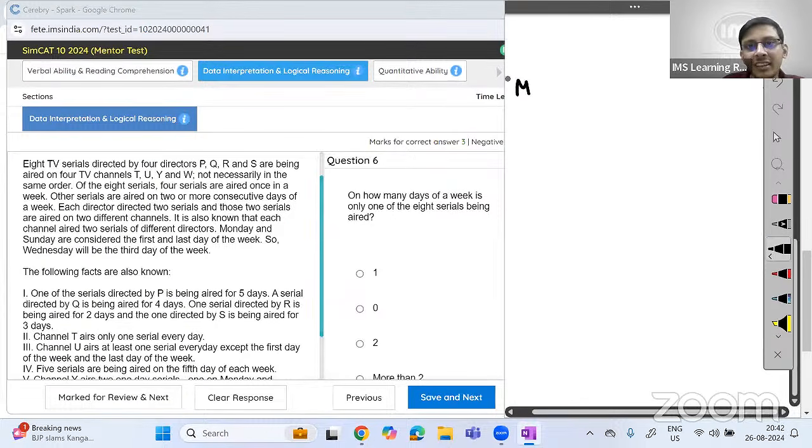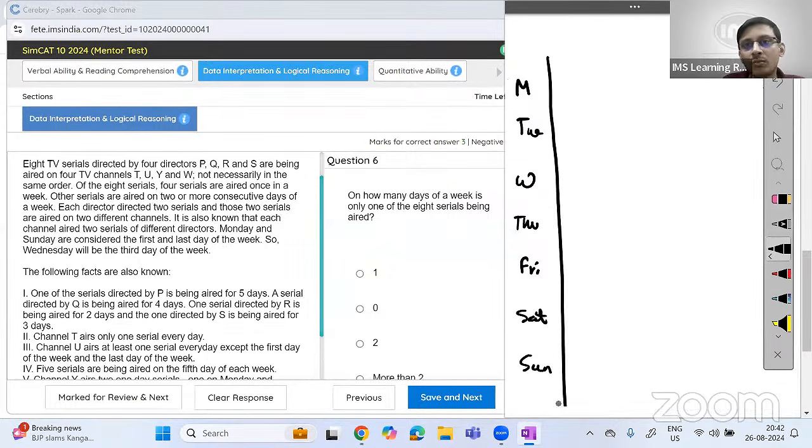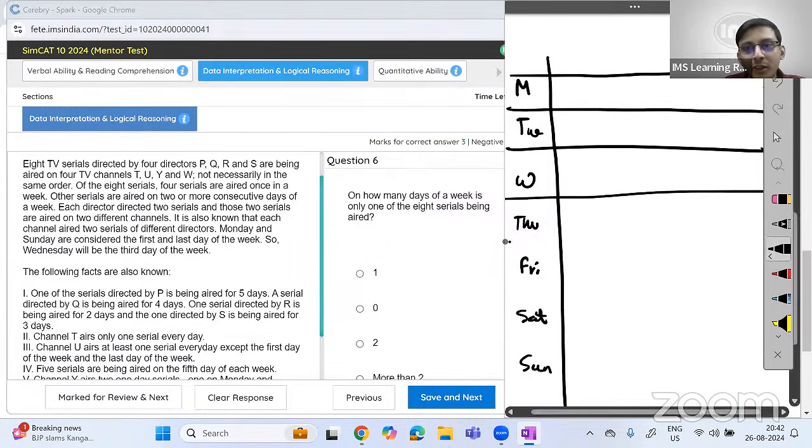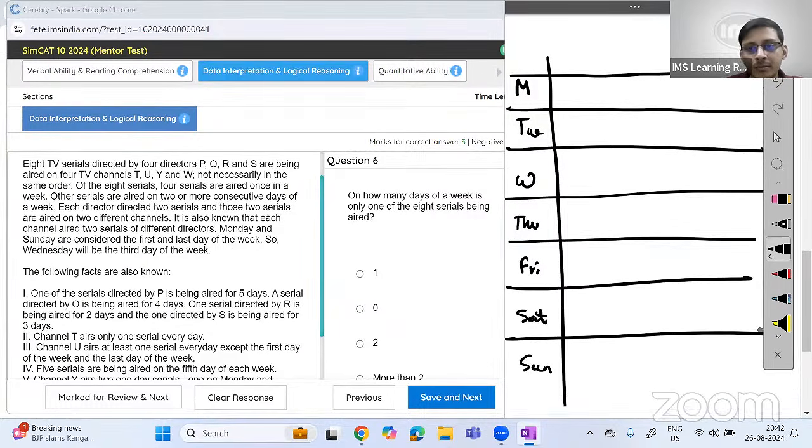Okay, let's say these are the days: Monday, Tuesday, Wednesday, Thursday, Friday, Saturday, Sunday. Now you just make the table. Normally, I would write Monday to Sunday horizontally, but of course, I don't have the space here. Let's check. Now the question is, should I do it as per directors or as per channels?